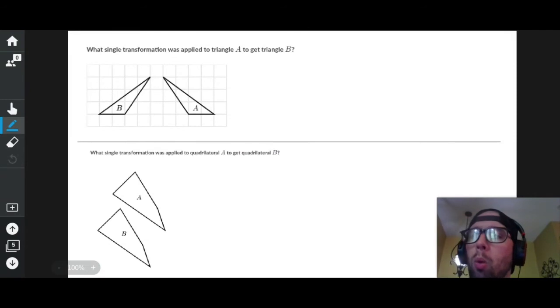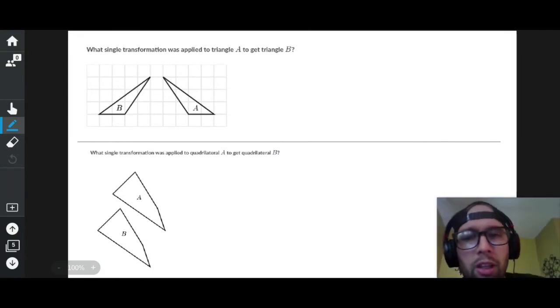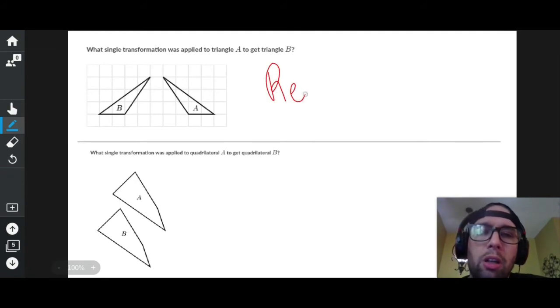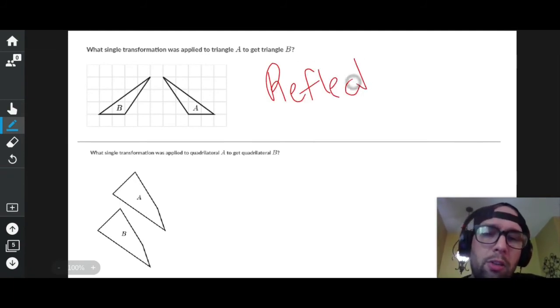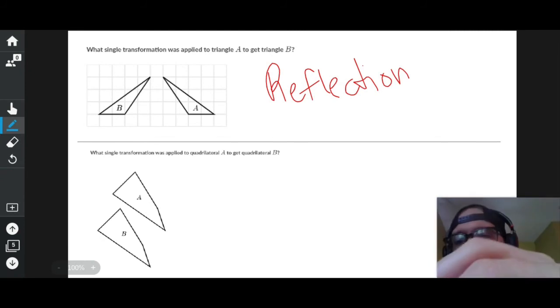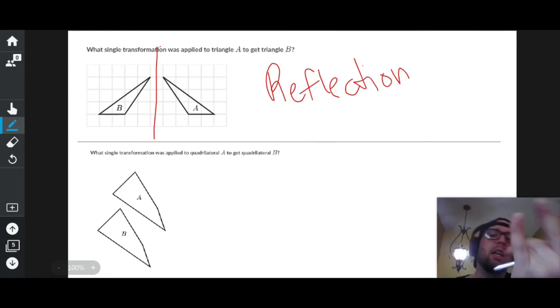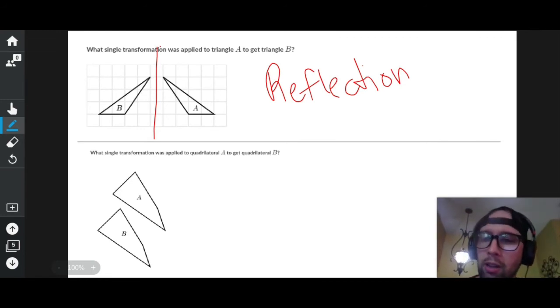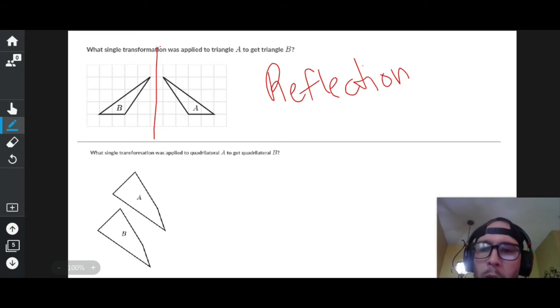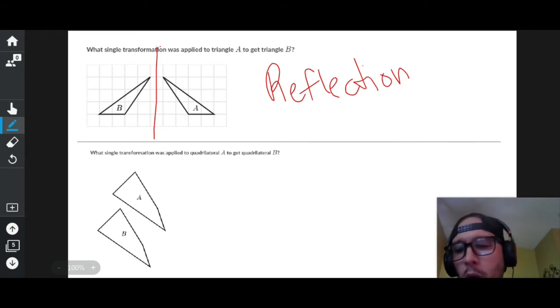Okay? What single transformation was applied to get from A to B? Looks like to me that that's a reflection. It looks like to me that I have an invisible mirror living right down there, and everything just goes from that side to that side. It flips over. Reflection.